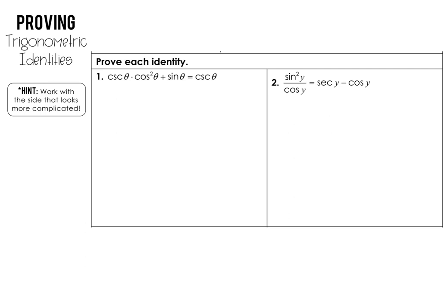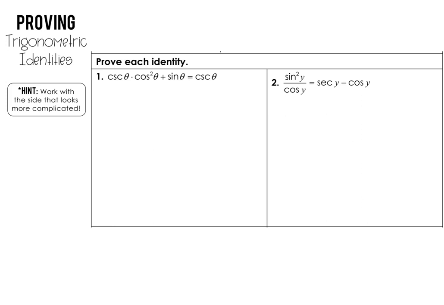Typically, people like proving a little bit better because they know where they're headed. It does say hint to work with the side that looks more complicated, right? And so most of the time, I will pick the side that I feel is the most complicated and then deal with that. So in number 1, I would probably start trying to simplify that left-hand side and go from there.